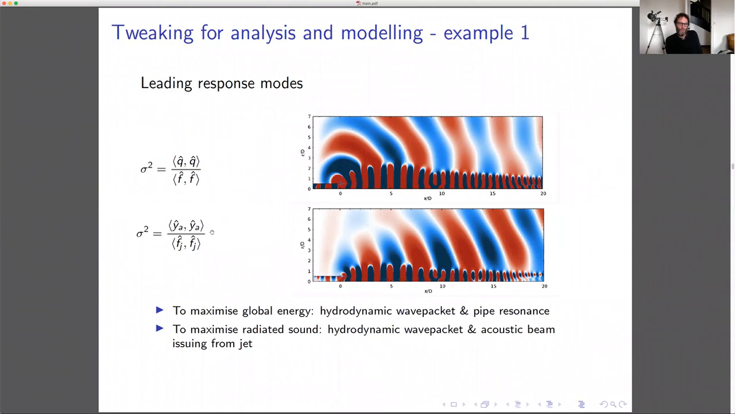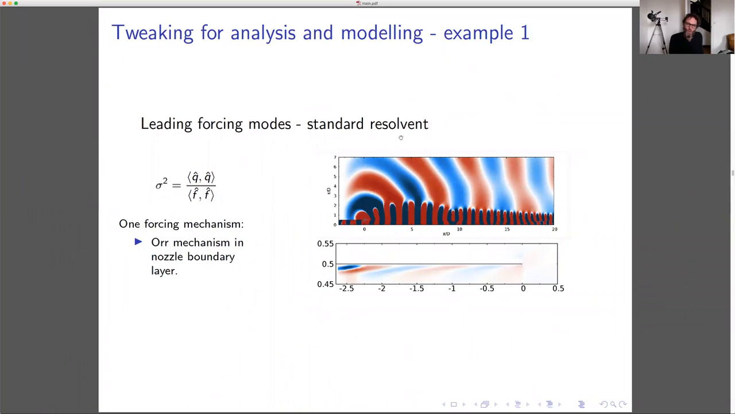On the other hand, if we look at the leading mode associated with the input-output, where we're interested in maximizing the acoustic energy irradiated by the jet, you see a change in the leading mode. In this case, what this is telling us is that if you want to maximize the radiated sound by the jet, again, you need a hydrodynamic wave packet, which is consistent with the work we've been doing for some time. And you also have this acoustic beam, which is now issuing from the jet. So this is an acoustic beam that's been generated by something in the jet rather than this resonance of the pipe.